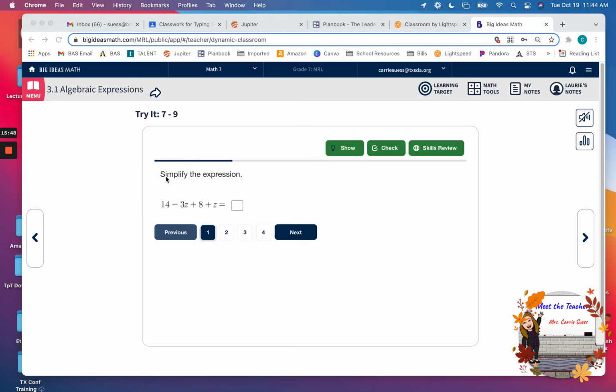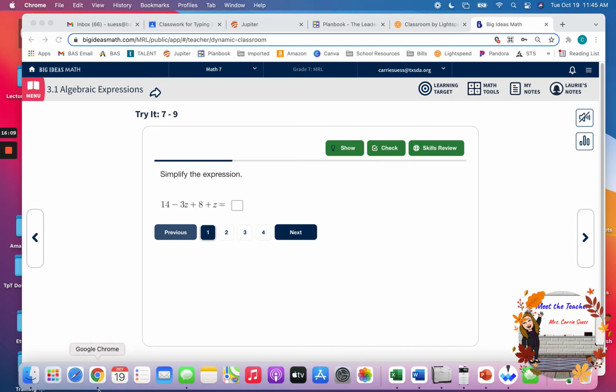All right, so let me go over number 7 with you to refresh you. So we're looking at this, and we're going to say, what is a like term here? Which ones are like terms? Camille? Like terms, it's 14 and 8. 14 and 8 would be considered like terms. That's right. So you could go ahead and add, what is 14 plus 8?